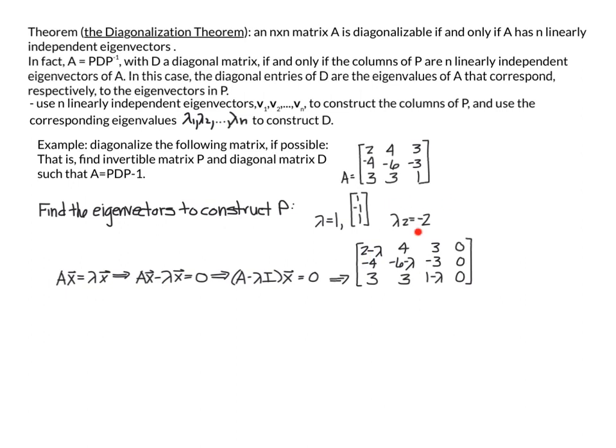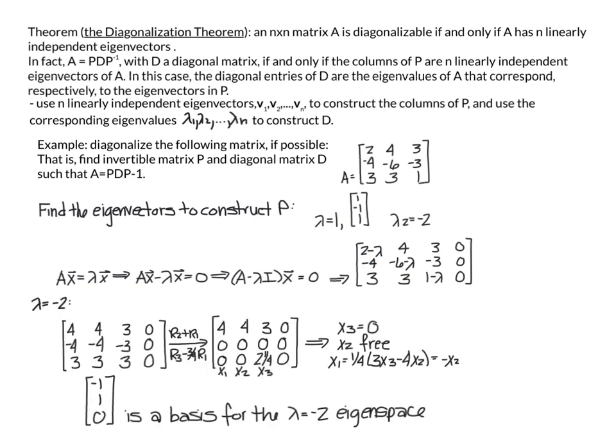I'm going to use this matrix now with lambda equals -2. Plugging in lambda equals -2, I get the augmented matrix 4, -4, 3, 4, -4, 3, 3, -3, 3, 0, 0, 0, which reduces to this matrix here, which tells me that x3 is equal to 0, x2 is free, and x1 is equal to -x2. So x3 is 0, x2 is free, so I'm going to let that equal 1, and then x1 would equal -1. So now (-1, 1, 0) is a basis for the lambda equals -2 eigenspace.